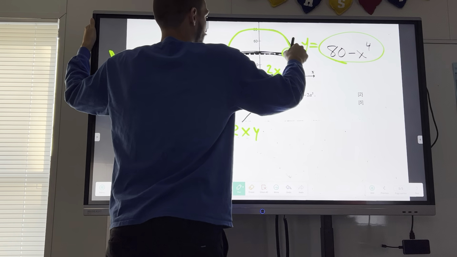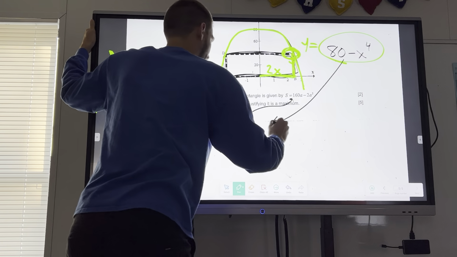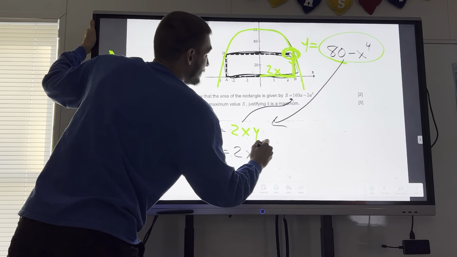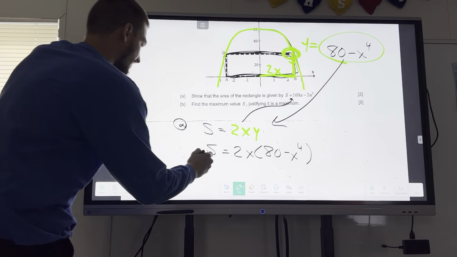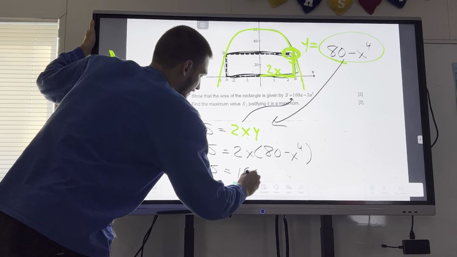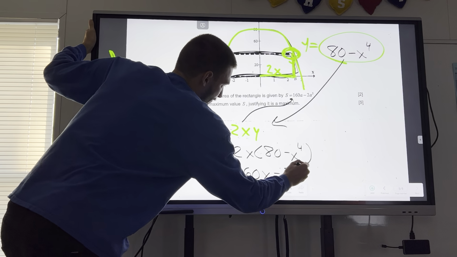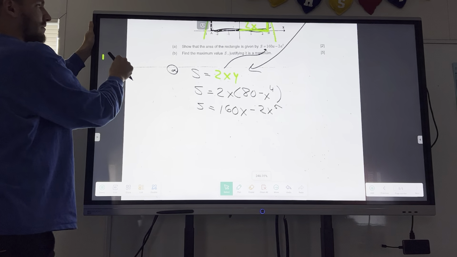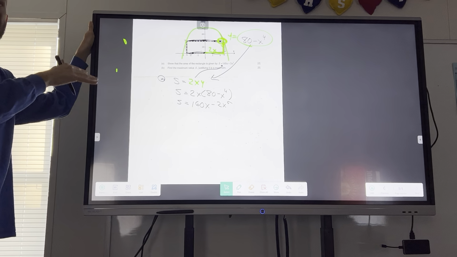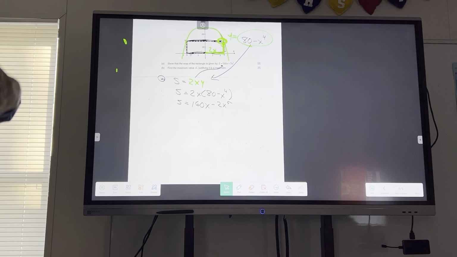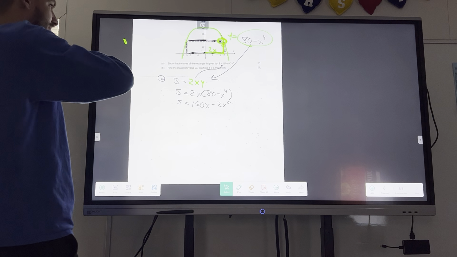Our y value is going to be the one that comes from the curve. So we're going to swap these out. 2x times 80 minus x to the power 4. And then there's exactly what we wanted: 160x minus 2x to the power 5. So again, it's the same process. We need to make a formula. In order to make that function, we're probably going to need to use two things and do a substitution. It works like that every time.